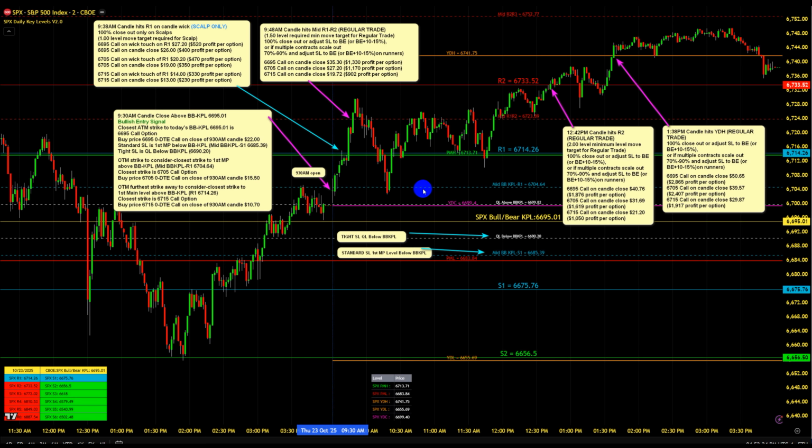Okay, so now we're back on the CBOE SPX chart. The majority of people that use this indicator do use it for trading CBOE SPX index options. We have some people that do trade it for the Forex, but the majority do use it for the CBOE index, for trading CBOE index options.